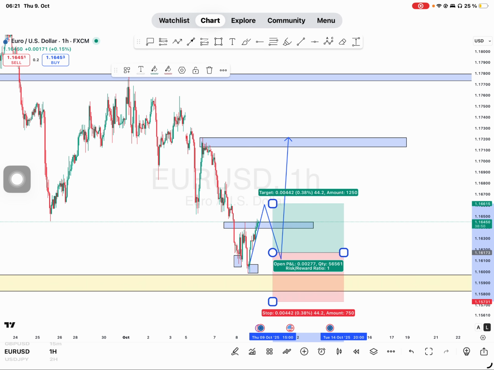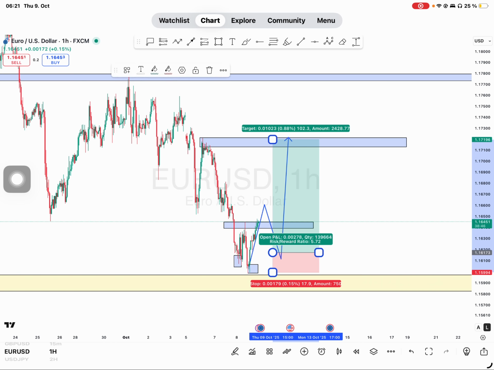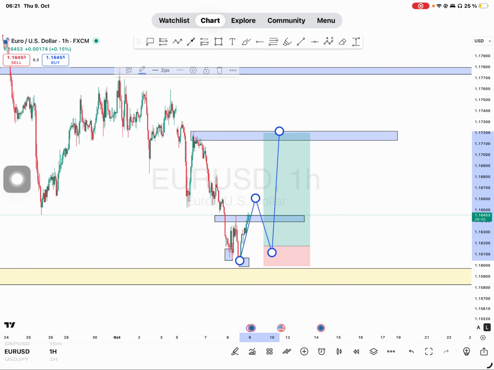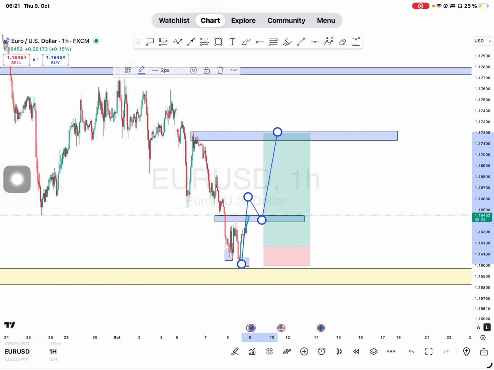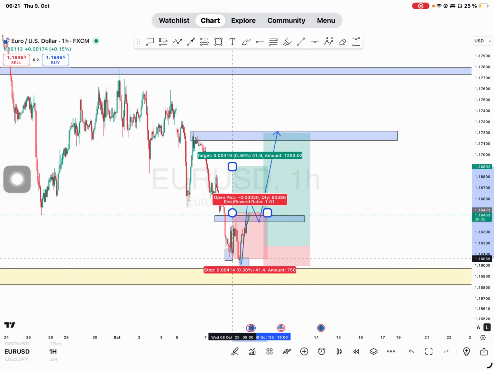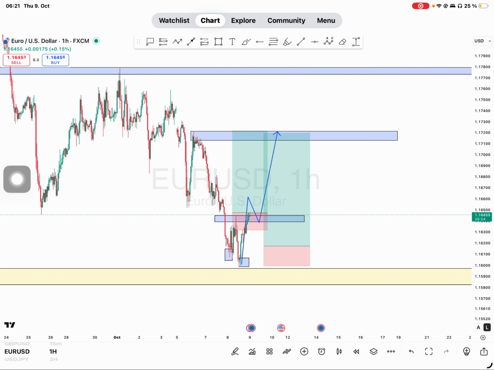It's either price is pulling back here, I will look for more buy opportunity here back to this resistance, or price will break and retest here. Price will break and retest here in the 1 hour time frame. Then I will look for my buy opportunity around this area. So these are my two setups on Euro USD.